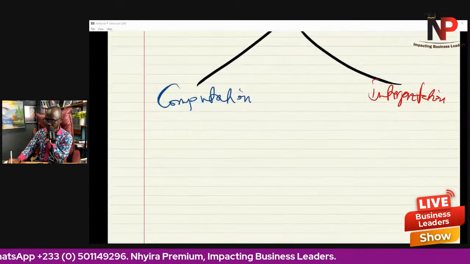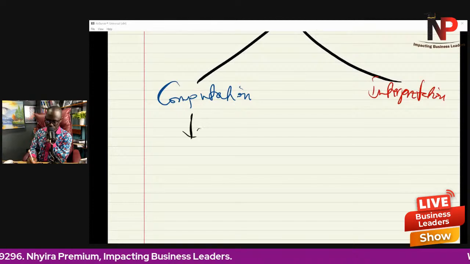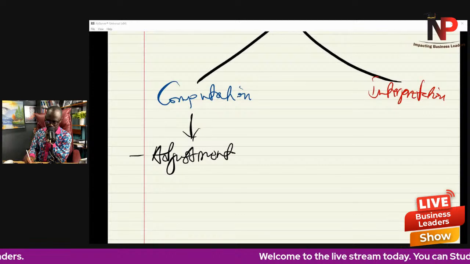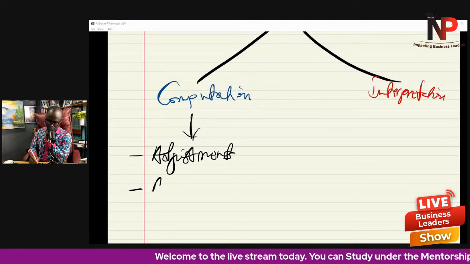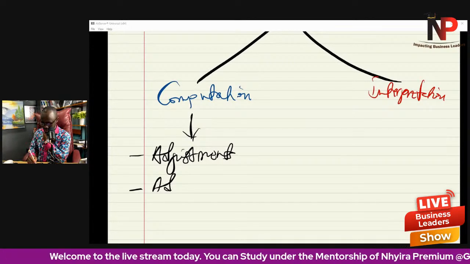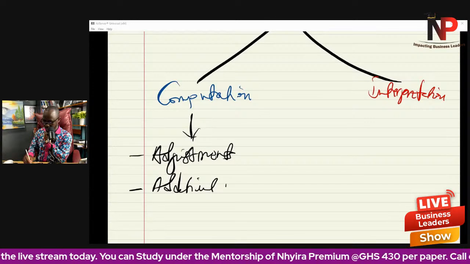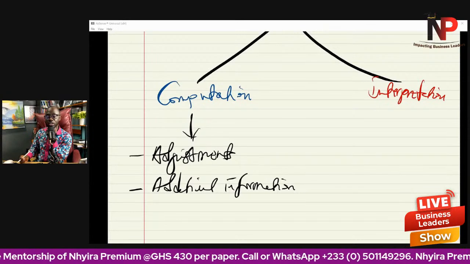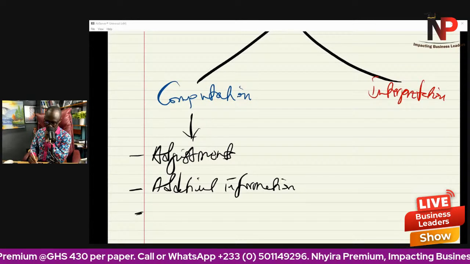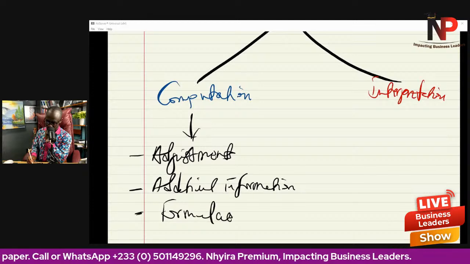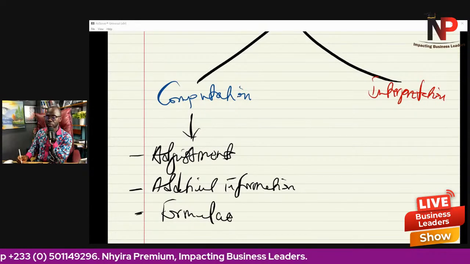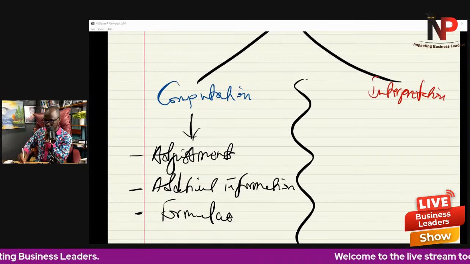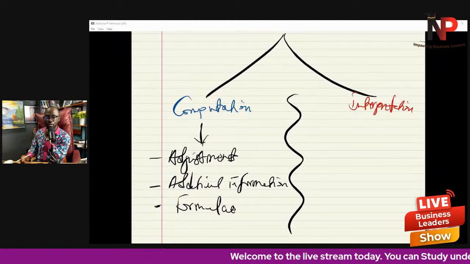Now, you have to be mindful of the computation because during the computation, there may be adjustments that have to be made. There may be some additional information that we must take into consideration. Then also the formula. It's very, very important you know the formulas, because some people can't even remember the formula. But the interpretation is very, very critical.